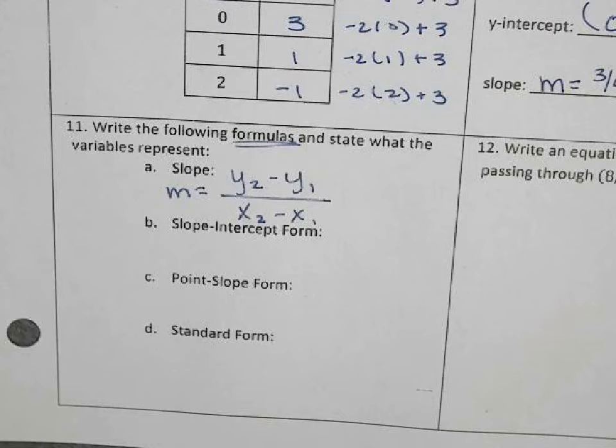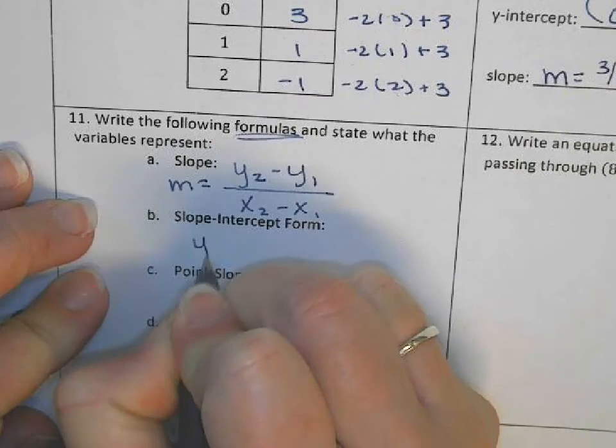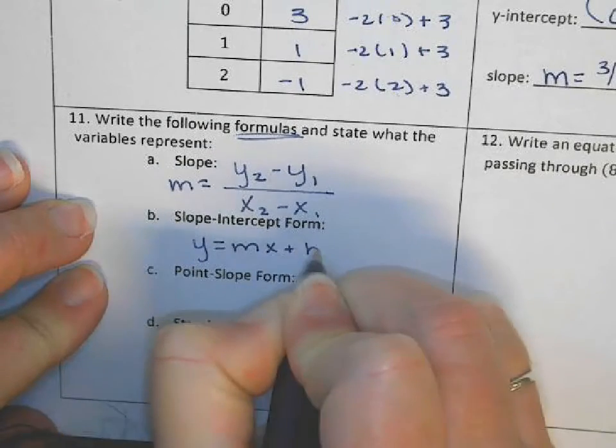Okay, number 7, can you give me the slope-intercept form? Someone's helping you out. I'll help them out again. Y equals mx plus b? Y equals mx plus b. That's your slope-intercept form. Okay?